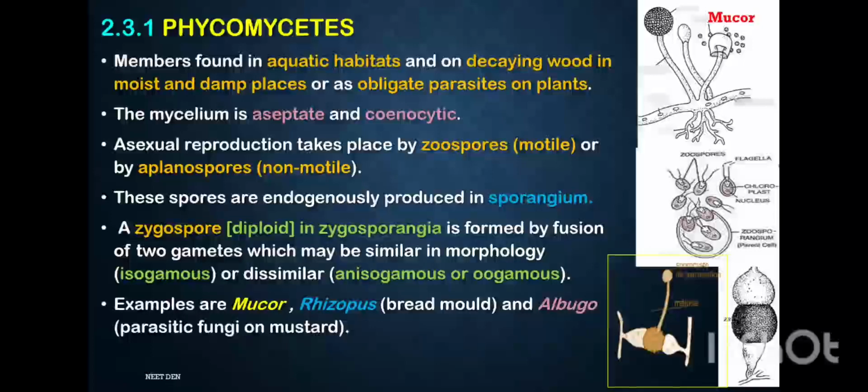We have already seen a picture of fungus growing on bread, that is Rhizopus. We have already seen a picture of fungus growing on mustard seed, that is Albugo.